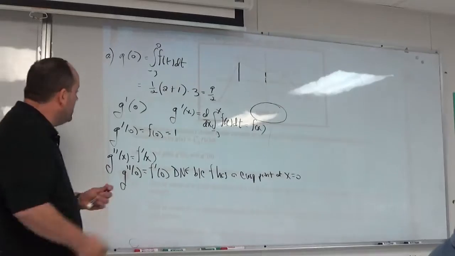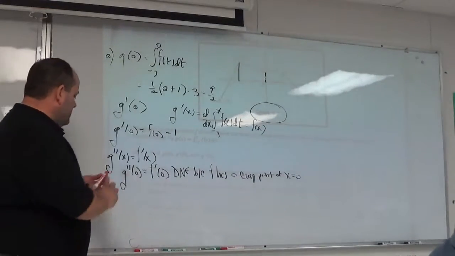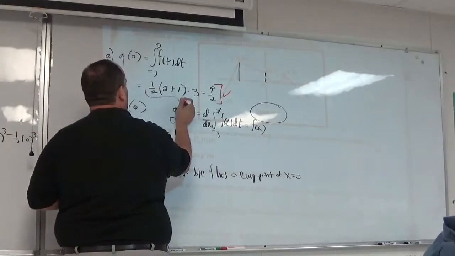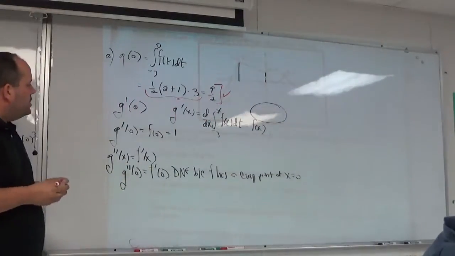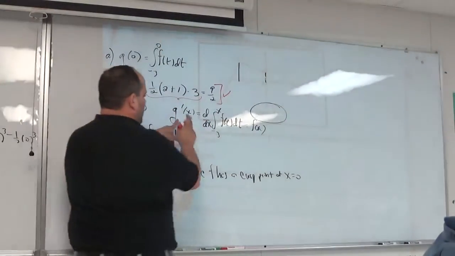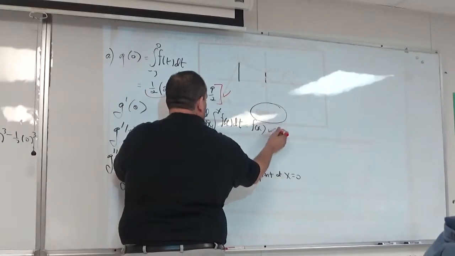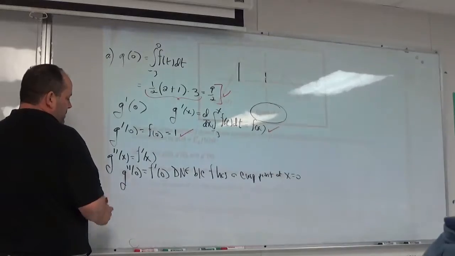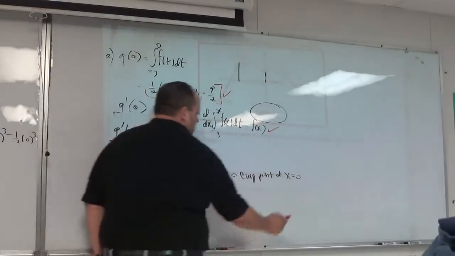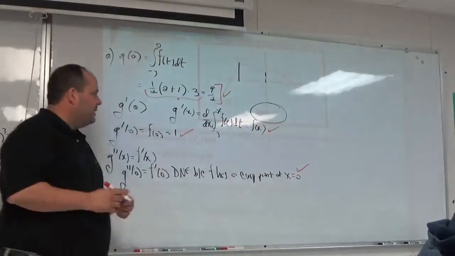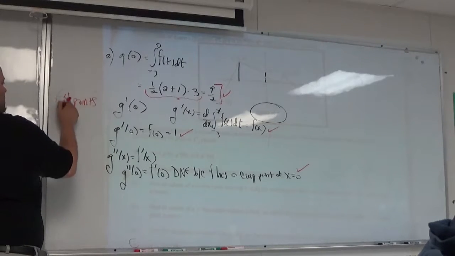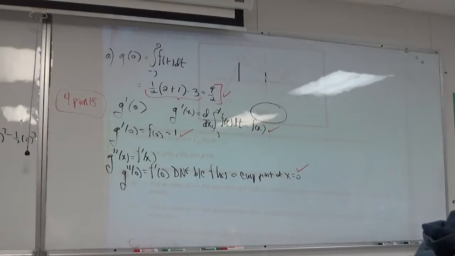You could earn 1 point for coming up with the answer of 9/2, or of course you can stop here. You get 1 point for connecting G prime and f of x together. G prime of 0 is equal to 1. G double prime equals f prime of 0 gets you a grand total of 4 points. I'm curious, how many of y'all would have picked up all 4 points?